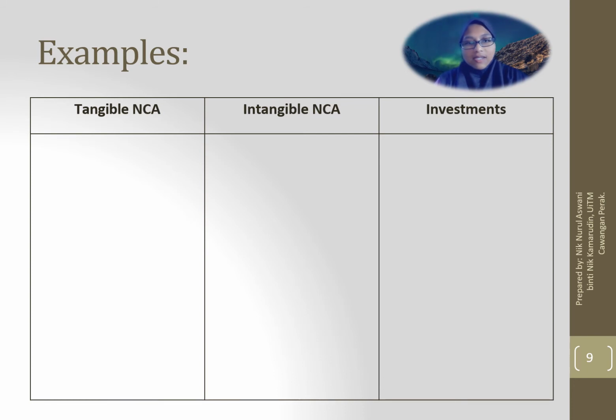In this slide, I want you to fill up the table with the examples of tangible non-current asset, intangible non-current asset, and also investment. You may go back to the previous slide to get the examples from my explanation, or you may refer to the format of the statement of financial position to get an example for non-current asset and then to categorize them accordingly into tangible, intangible, and investment.